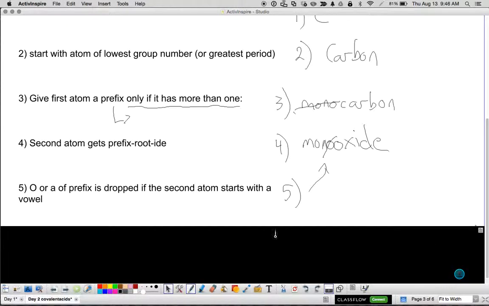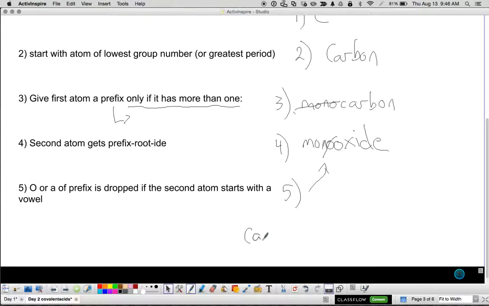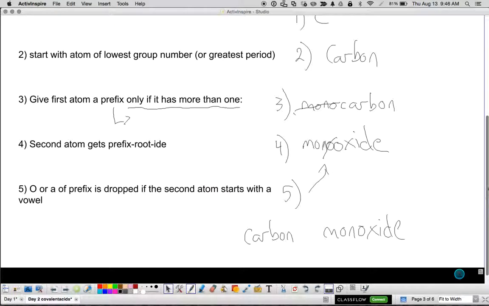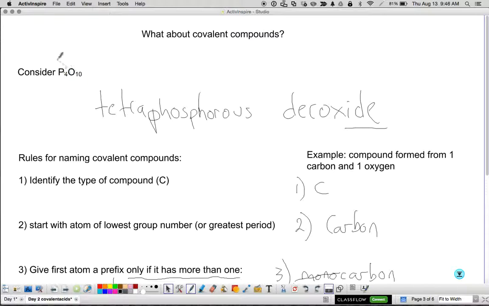So the name of this compound would be carbon monoxide. Okay, carbon monoxide. Now, one of the things I just want to draw our attention to back at the top here. If we're drawing a formula for an ionic compound, you wouldn't see something like this, right? Because this isn't reduced. But remember that the formula for an ionic compound means something different than the formula for a covalent compound. So that's just something we've got to keep in our minds as we're moving forwards.